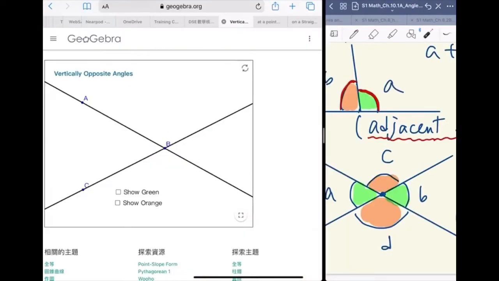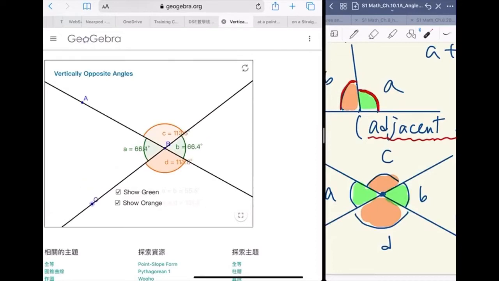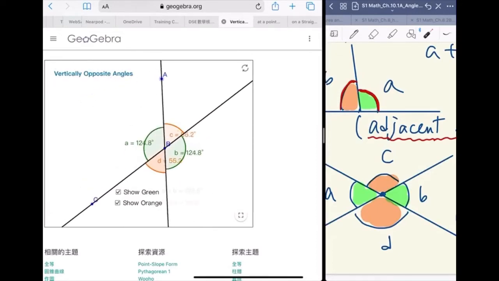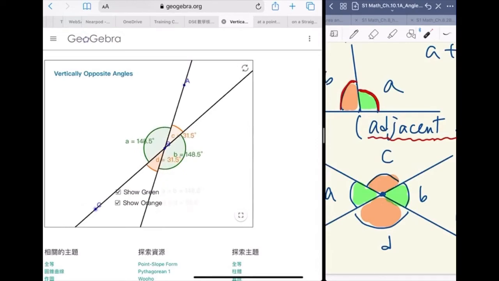The last one, let's see the green pair. It is equal to 55.8, and the second pair is equal to 124.2. If I change it, you can see 66.4 green pair, 113.6 orange pair. If I change again, you see 129.4 green pair, 50.6. So the pair is always equal.